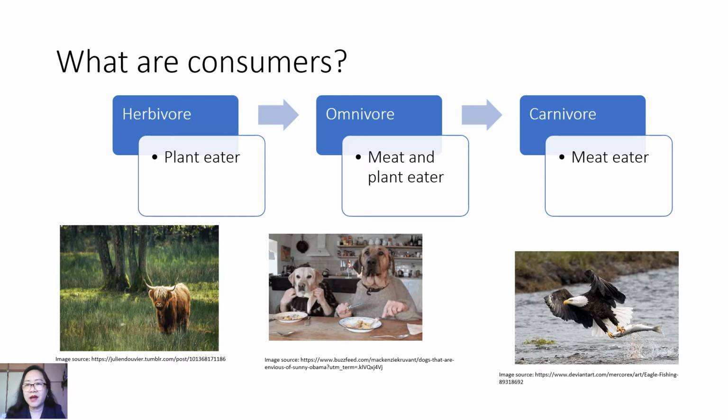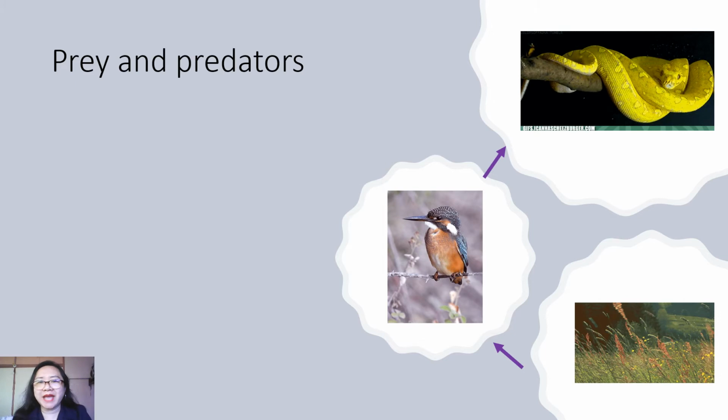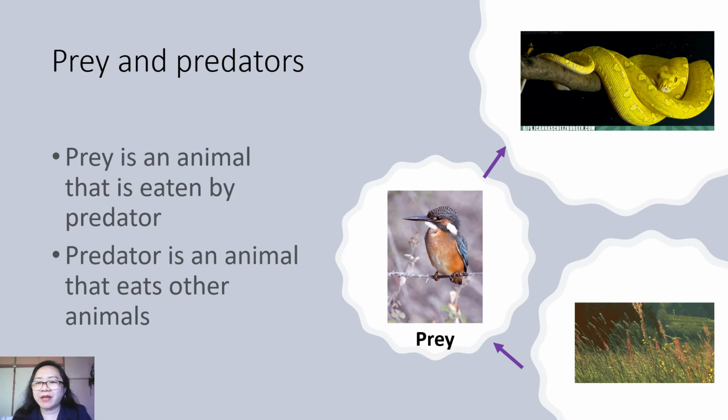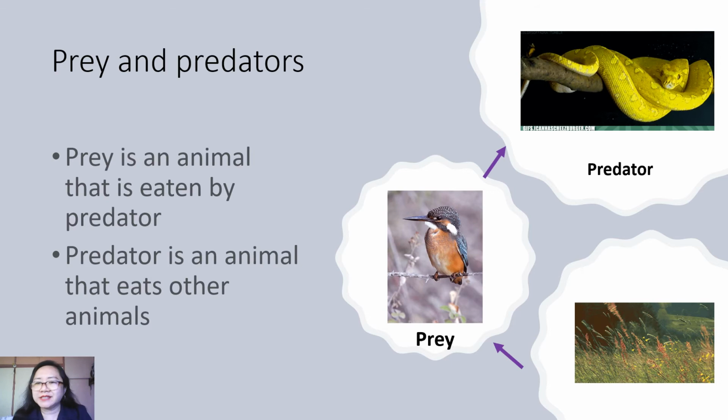In a food chain, we have what we call prey and predators. Prey is an animal that is eaten by predator. And predator is an animal that eats other animals. And here is an example of a prey. So in this food chain, the bird is a prey and the snake is the predator.